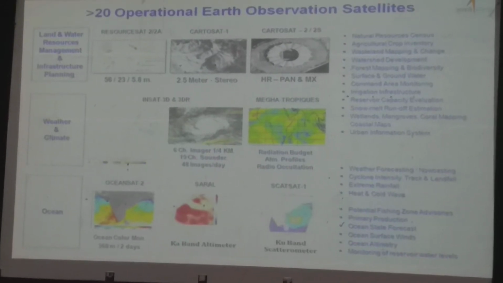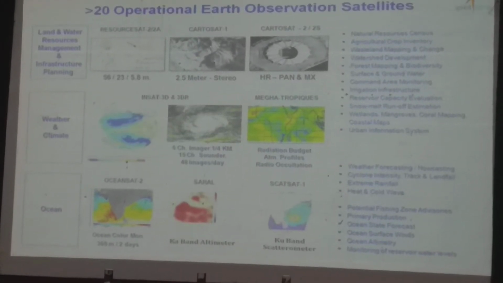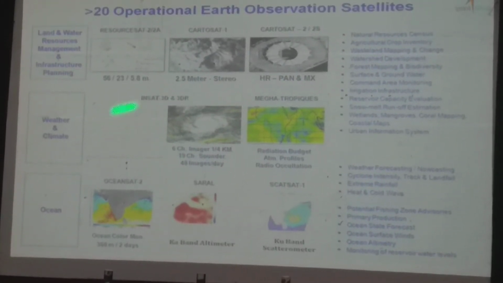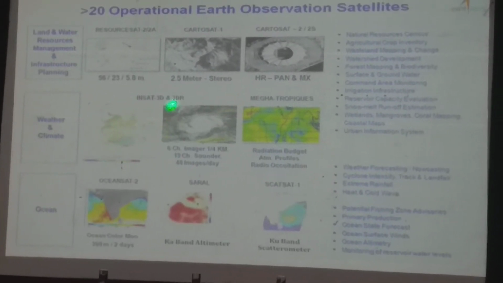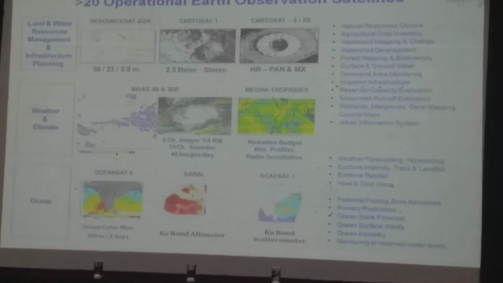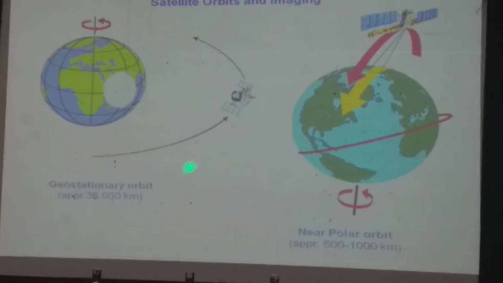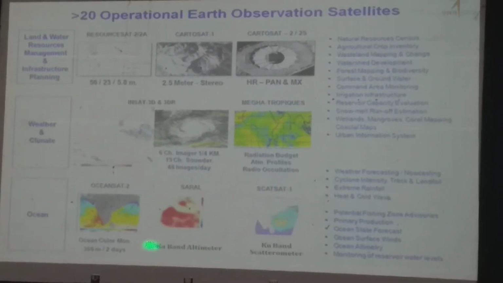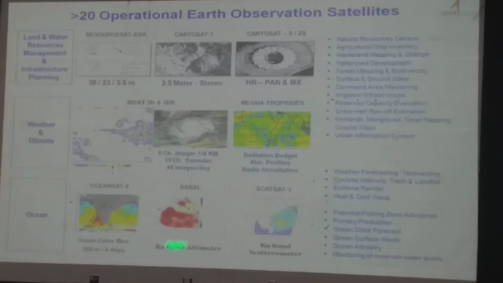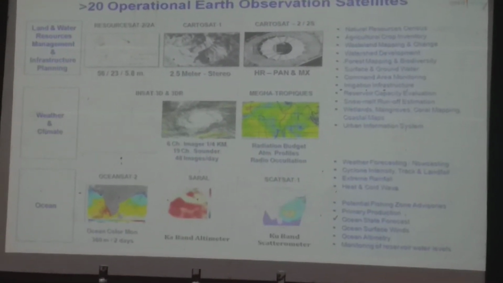So there are different types of satellites. We have land and water resource management satellites, and the information we get is used in these categories. Then for weather and climate, the satellites placed in geostationary orbit are mostly used for weather measurement. And then there are oceanographic satellites, which provide information about the ocean.